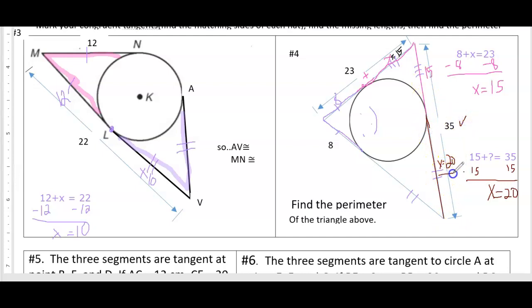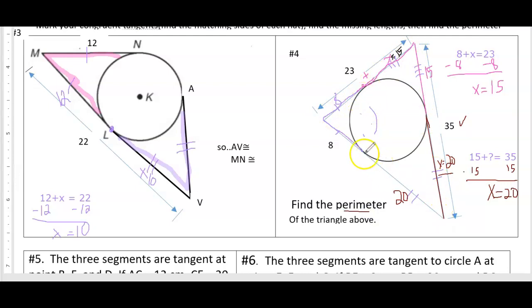So if this side is 20, then this side over here, the birthday hat, has to be 20. So do you see how the birthday hats are the same? 20, 20, 8, 8, 15, 15. So now I want to find the perimeter of this triangle. So to find the perimeter, remember, you add up all the pieces.